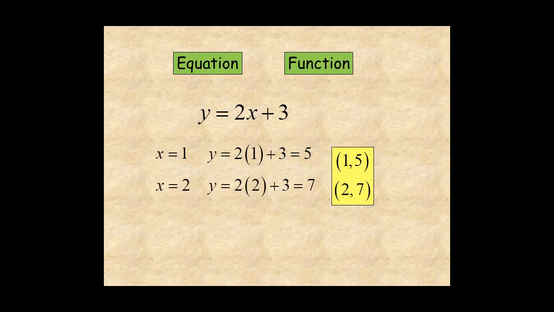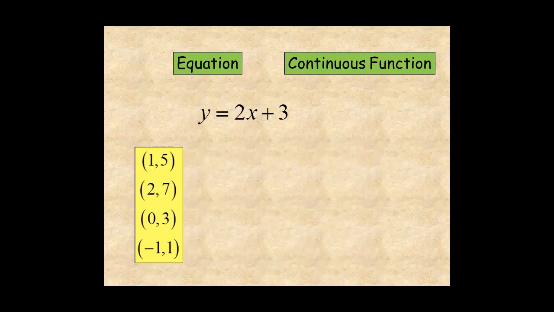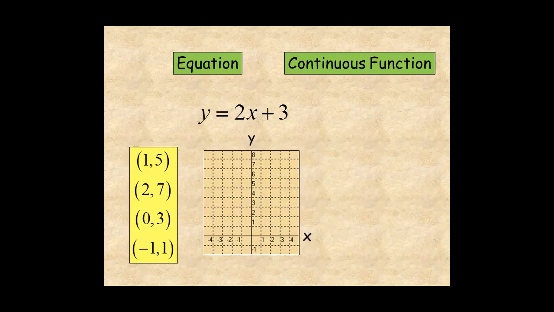In addition, this equation represents a continuous function, because any value of x can be substituted, and so there is no limit to the number of ordered pairs that can be generated. After you graph the points, you can connect them with a line or a curve, because the function is continuous, and the graph includes all the infinite number of points between the individual points you graphed.